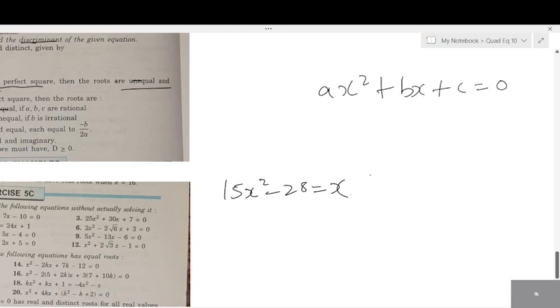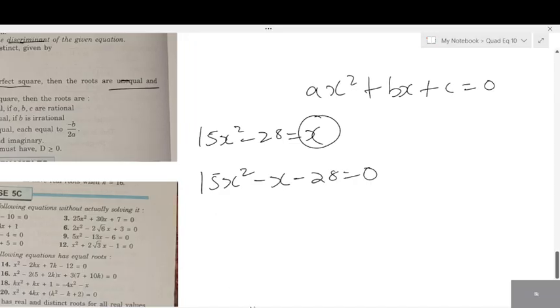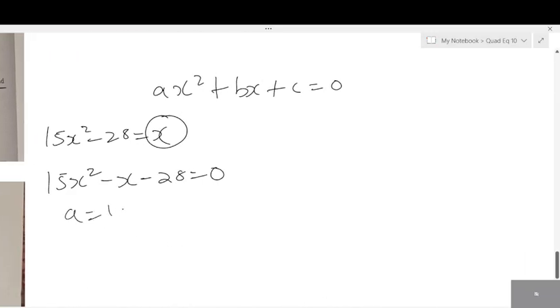Convert this. What do you get, students? 15x square will remain as it is. What happens to this x? Minus x is equal to 0. What are the a, b, c values? A is 15, b is minus 1, c is minus 28. Now, don't use the normal formula. We have to use the discriminant.